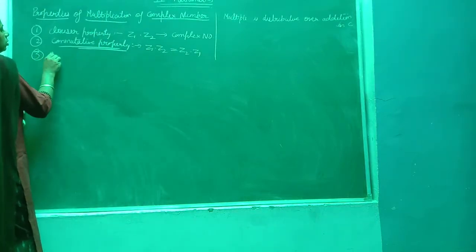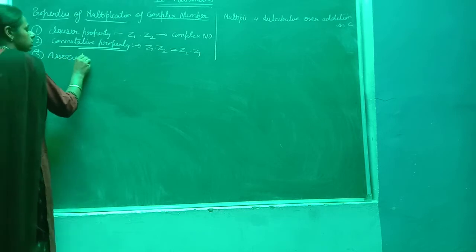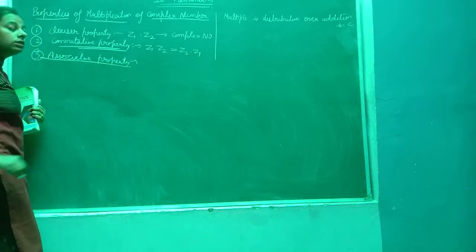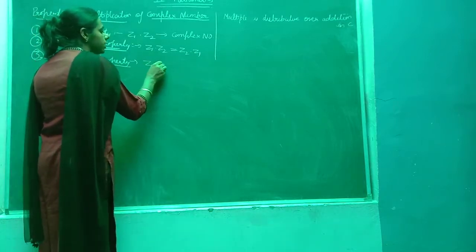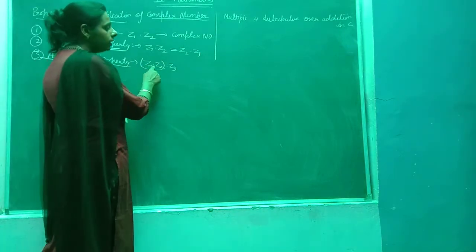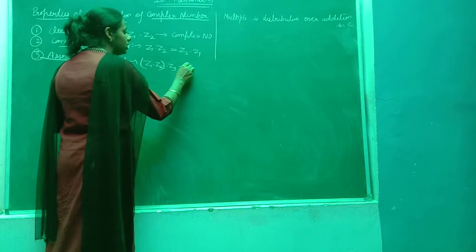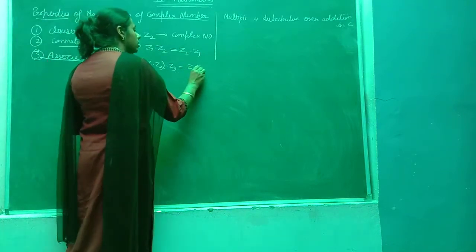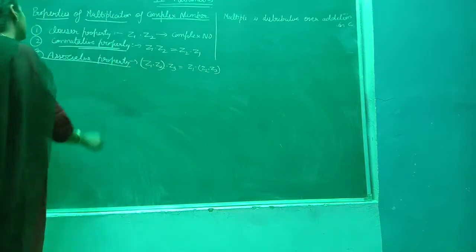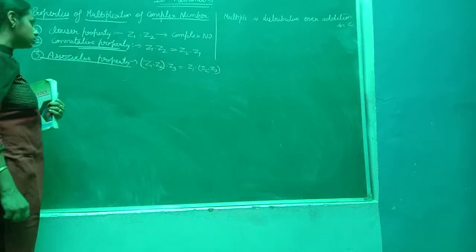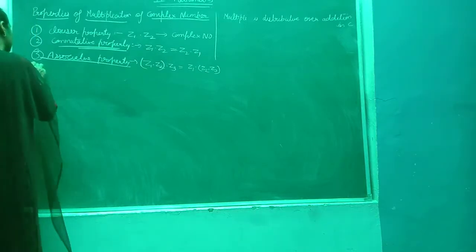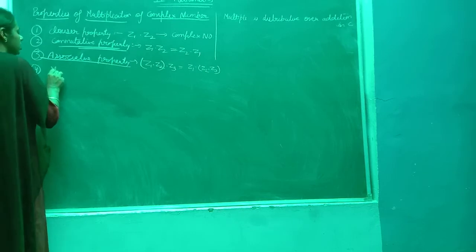Third is the associative property. In the associative property, you can check it by taking any three complex numbers, that is z1, z2 and z3. Firstly multiply z1 and z2, and then multiply the result with z3. On the right hand side, firstly multiply z2 with z3 and then multiply with z1. Now you will observe that the associative property also holds in the case of multiplication of complex numbers.